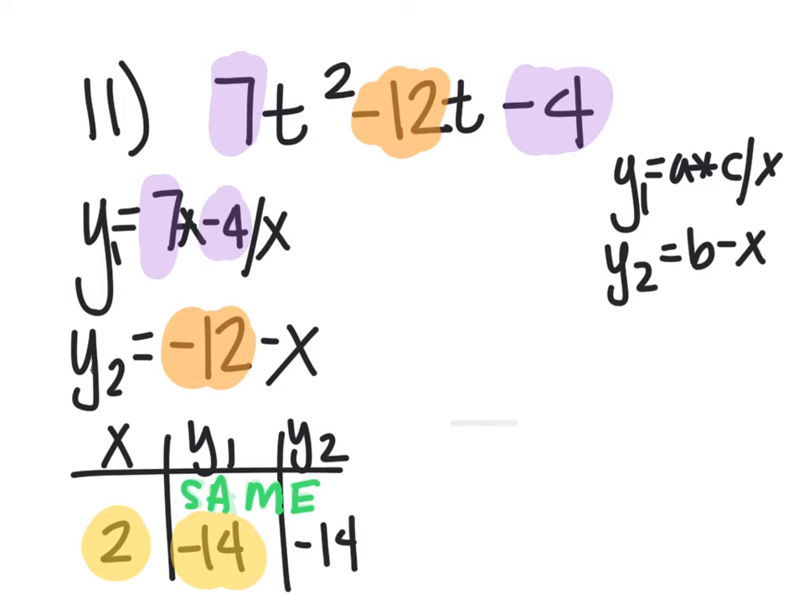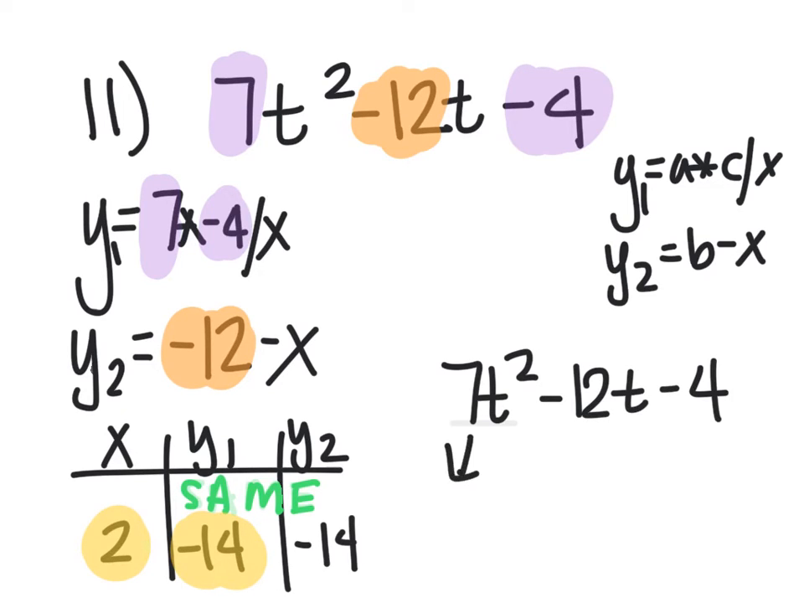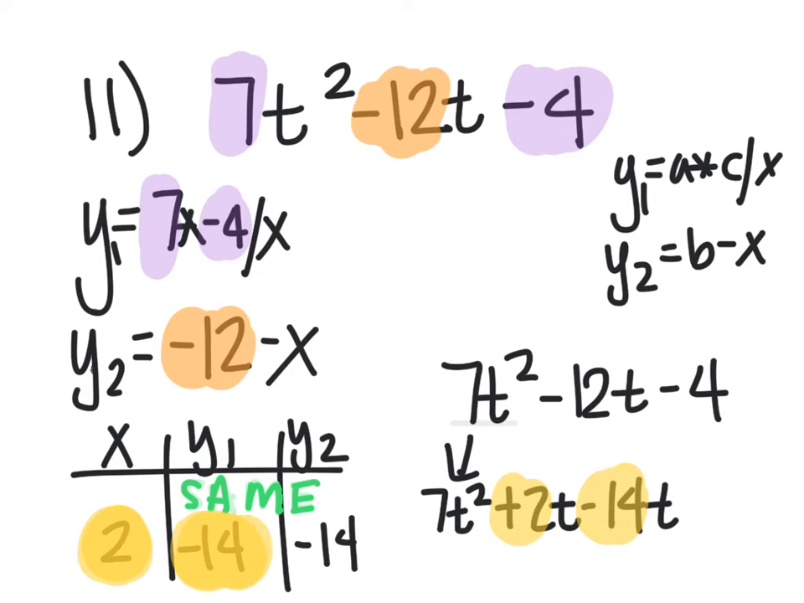Originally my problem was 7t squared minus 12t minus 4. I'm going to bring down my 7t squared. But instead of negative 12t, I'm going to write positive 2t minus 14t. This positive 2 and this negative 14 came from over here, where I had the positive 2 and the negative 14 in my table. And then I'm still going to bring down my minus 4.